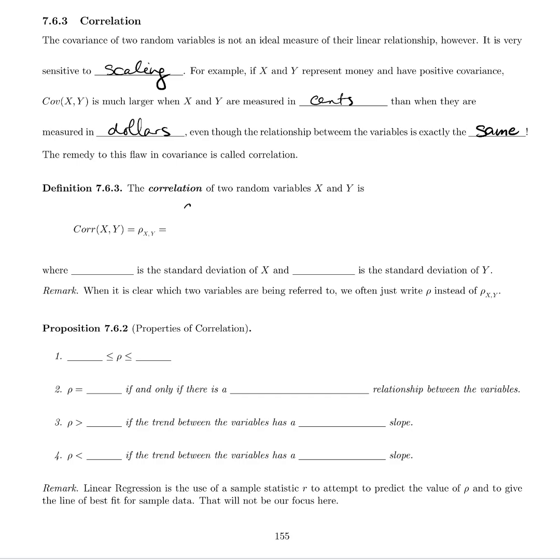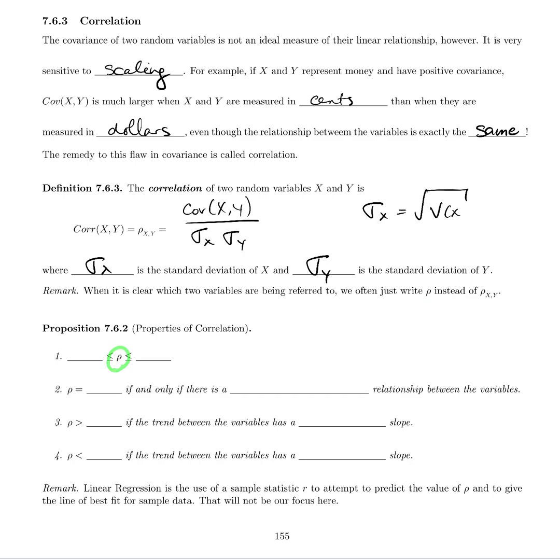And it is the covariance of x and y divided by the standard deviation of x and the standard deviation of y, where sigma sub x is the standard deviation of x and sigma sub y is the standard deviation of y. And we remember that the standard deviation is just the square root of the variance. A little remark: when it's clear which two variables are being referred to, very often we'll just write rho instead of rho of xy.